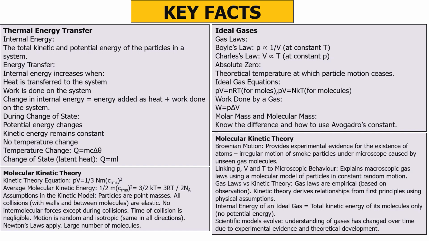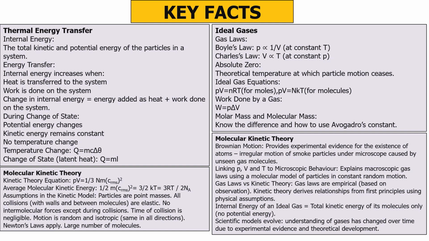Now the work done by a gas is equal to the pressure times the change in volume. You must be aware of the molar mass and the molecular mass, and then how to use Avogadro's constant. Now in terms of molecular kinetic theory, Brownian motion provides experimental evidence for the existence of atoms, the irregular motion of smoke particles under a microscope caused by unseen gas molecules. You must be able to link p, V and T to microscopic behaviour, so it explains macroscopic gas laws using a molecular model of particles in constant random motion.